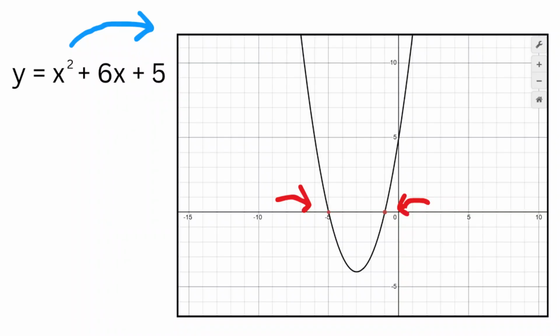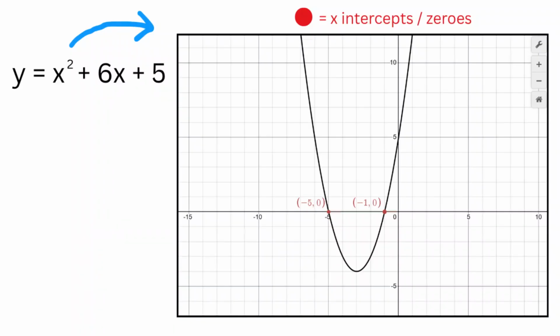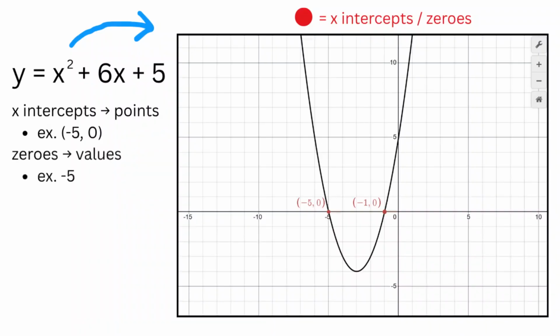The next main type of point that you're going to want to know are the zeros or the x-intercepts of the quadratic, and this is just where the quadratic hits the x-axis. So in our example, the x-intercepts or the zeros would be (-5, 0) and (-1, 0). So I should probably specify here. The x-intercepts would be (-5, 0) and (-1, 0), but the zeros would be -5 and -1. So the zeros of a quadratic are the numbers that we can plug in so that the quadratic equals 0. So if I plugged in -5 or -1 into our equation, the quadratic equals 0.